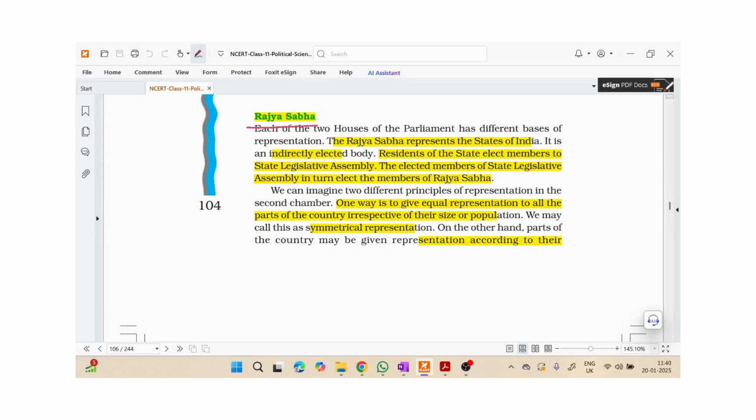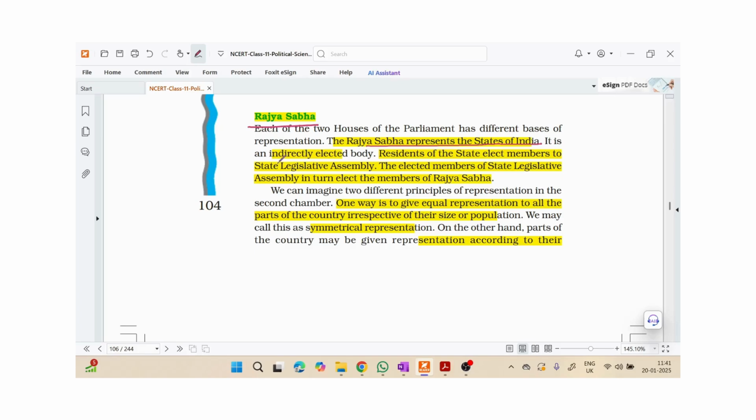Good morning, everyone. I'm going to start with a new topic, Rajya Sabha, and the chapter is Legislature. The book is NCERT Class 11 Political Science. So पहले हमने देखा था राज्यसभा. It represents the states of India. That's why it is called Council of State.